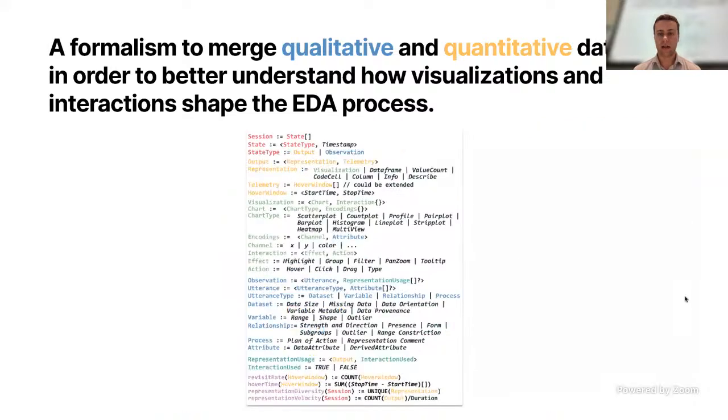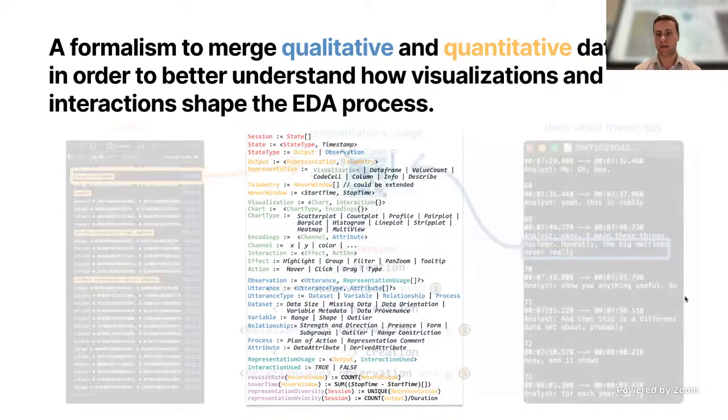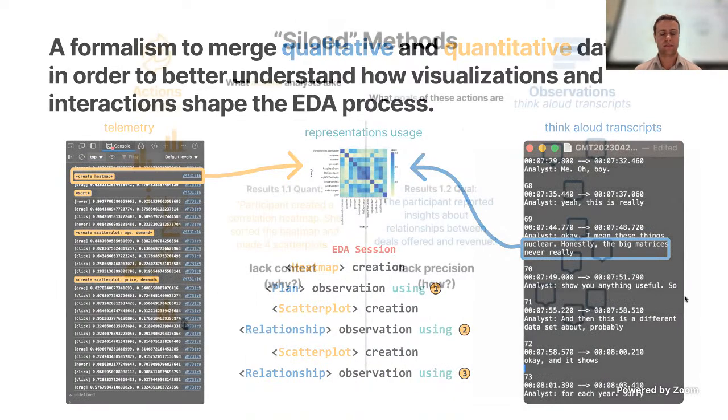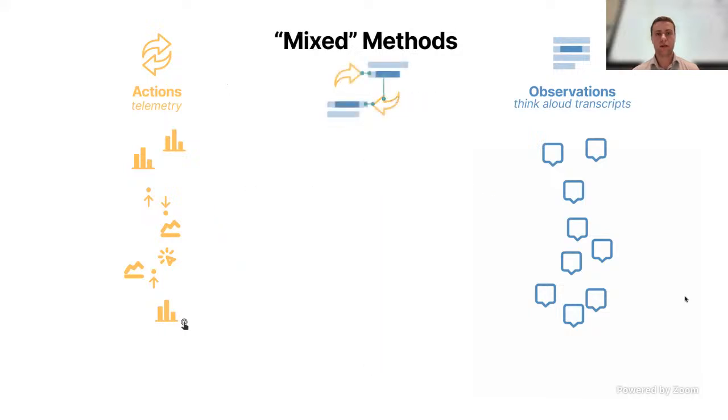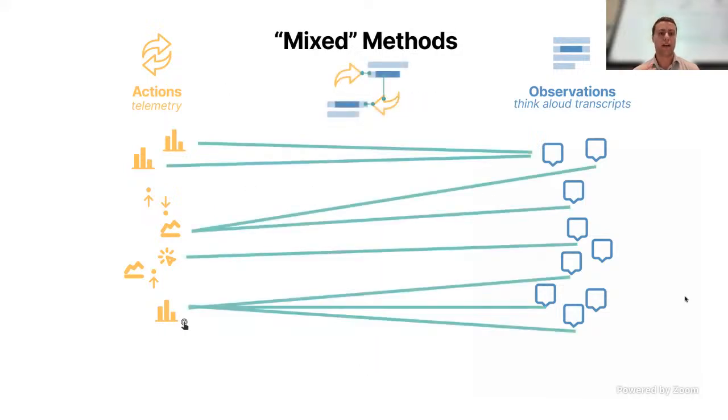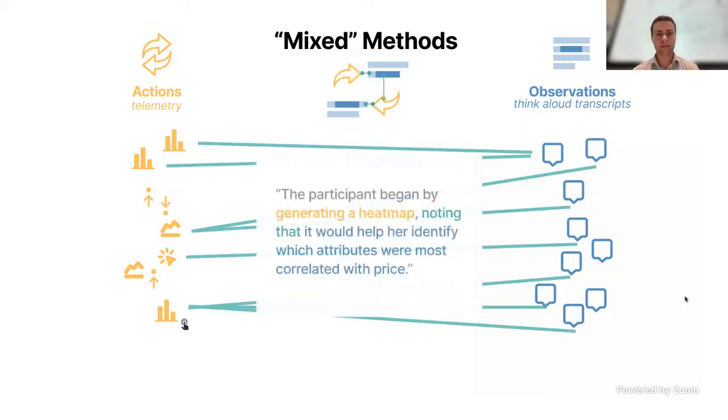Now, I'll direct you to the paper for a full introduction into our formalism, but we'll remain at a high level here, just looking at telemetry, representation usage, and observations. Notably, this is able to take us from a more siloed methods approach to a truly mixed methods approach, where we are able to combine both the quantitative and the qualitative data generated by our analysts' EDAs. This allows for us to have more holistic descriptions of the specific behaviors that we observe in our analyst workflows.